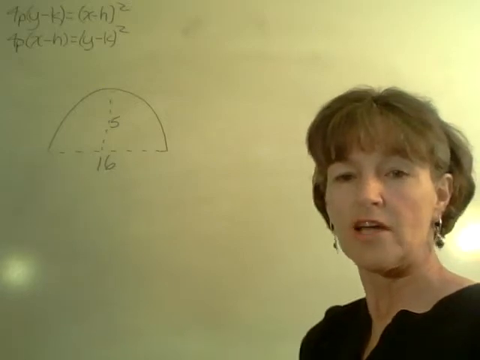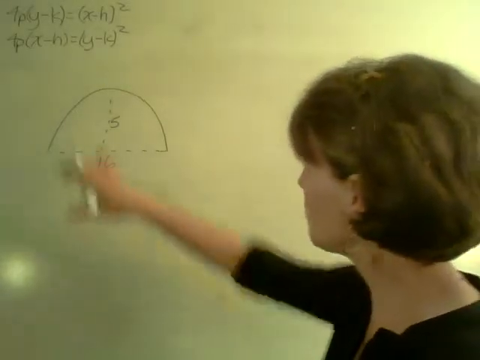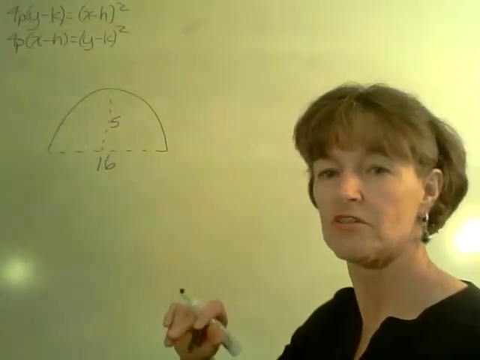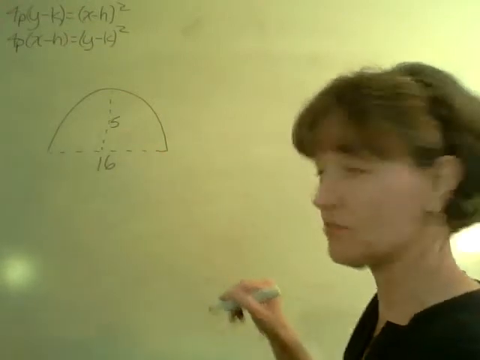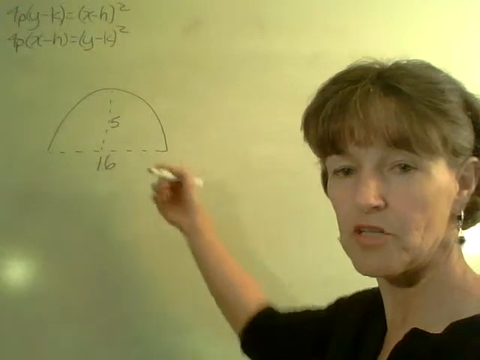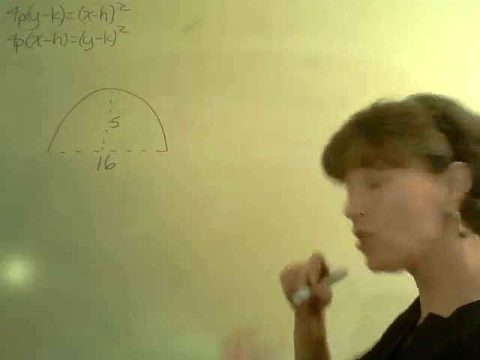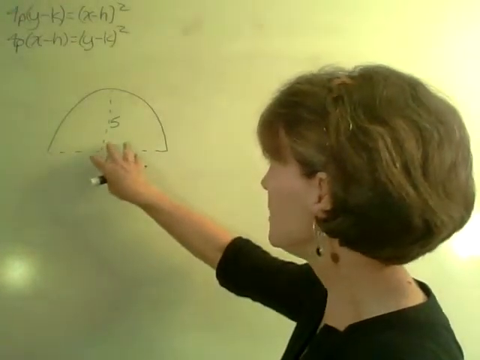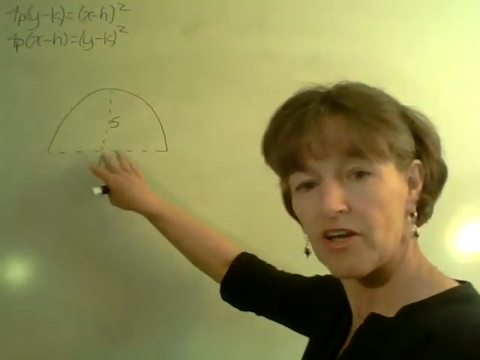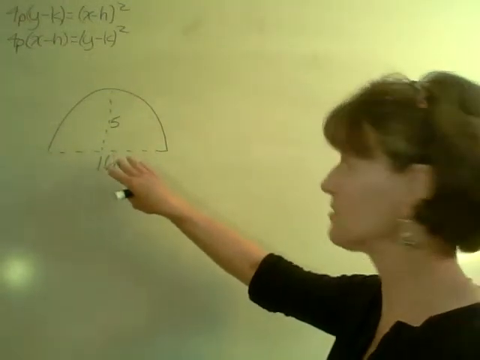In order to write an equation for this, what I want to do is find where the focus is. This is a reflector, so I want to put something where the focus is. I need to locate the focus. How can I do that? Well, the first thing I want to do is write an equation for it, because if I can write the equation, I can find the focus.